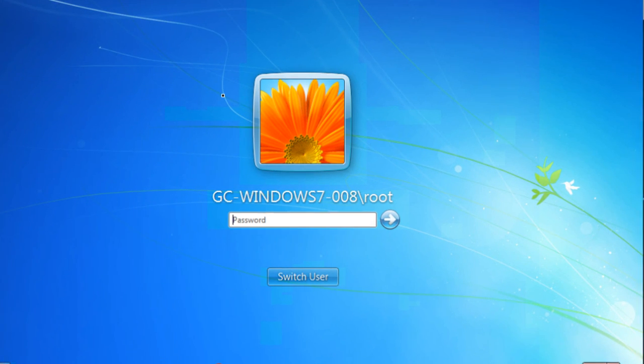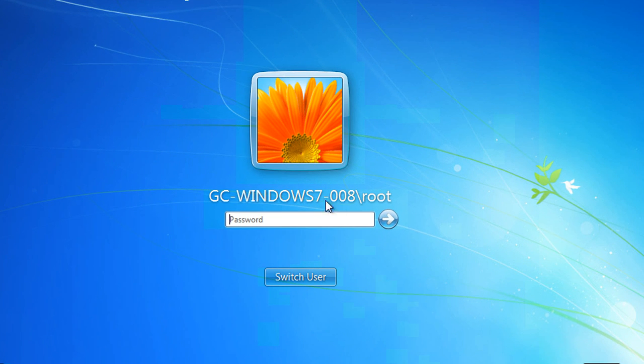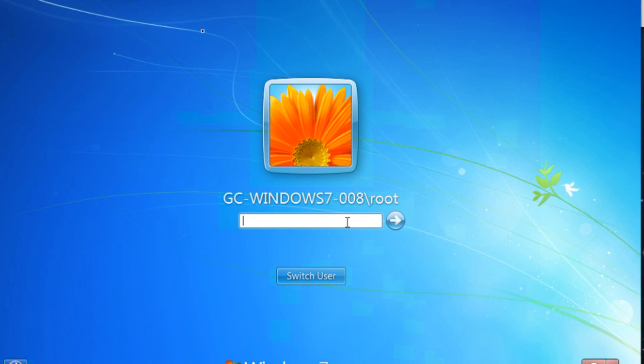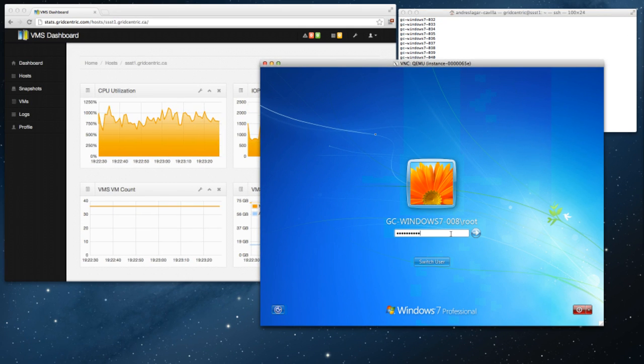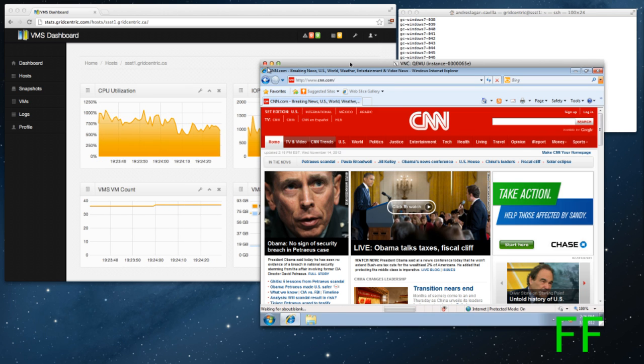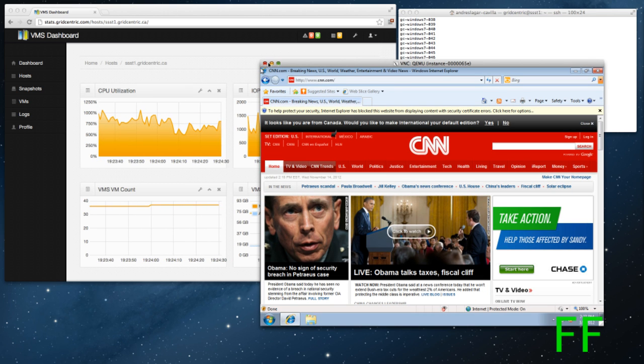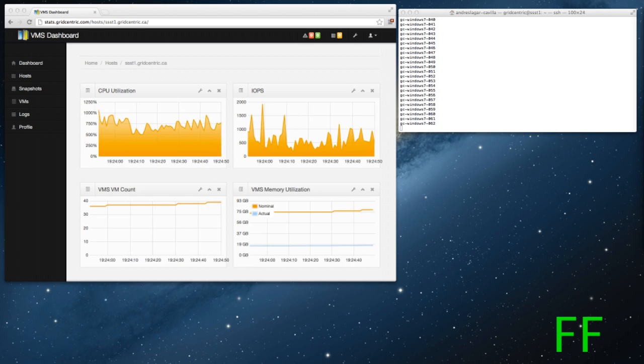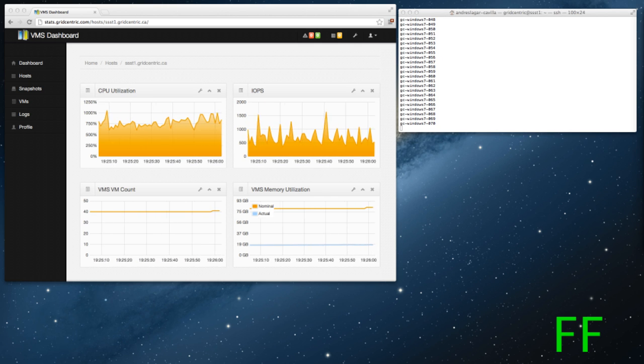We now log into a randomly chosen virtual machine and see that the Windows hostname has been set to GC Windows 7 008, as expected. As we continue fast-forwarding, we verify the VM is fully functional. The IOPS and memory savings metrics continue their trends as more Windows instances are launched.